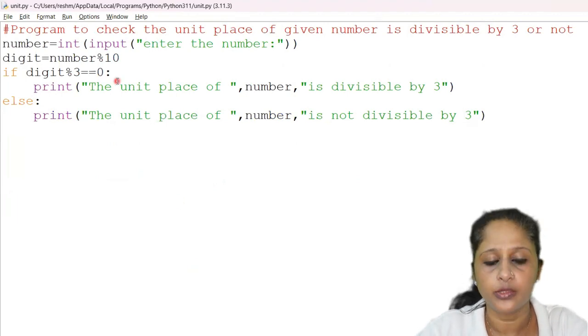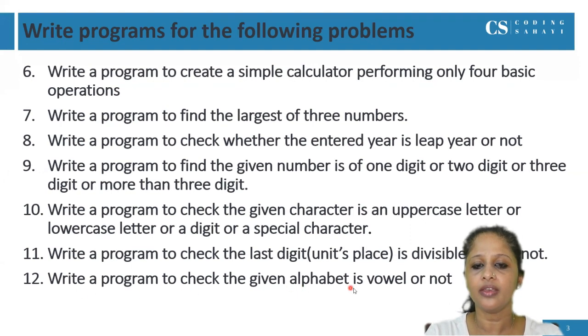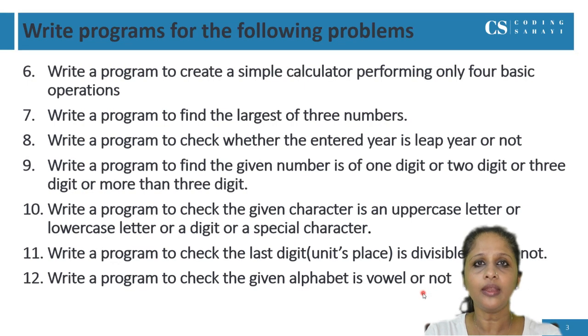So let's do the next program. So our next program is write a program to check the given alphabet is vowel or not. Okay, so you know what is a vowel and consonant. So vowels are A, E, I, O, U and all other alphabets are consonants. So let's do the program.